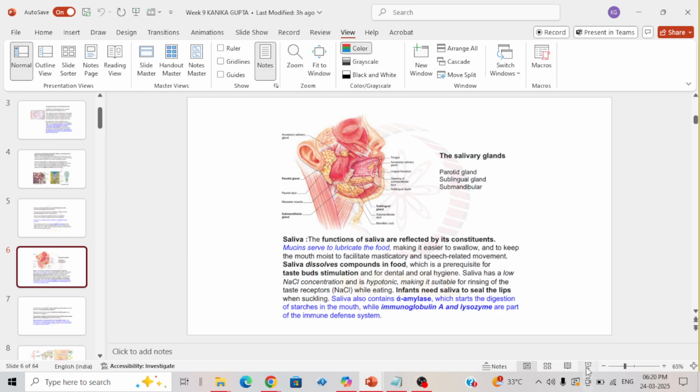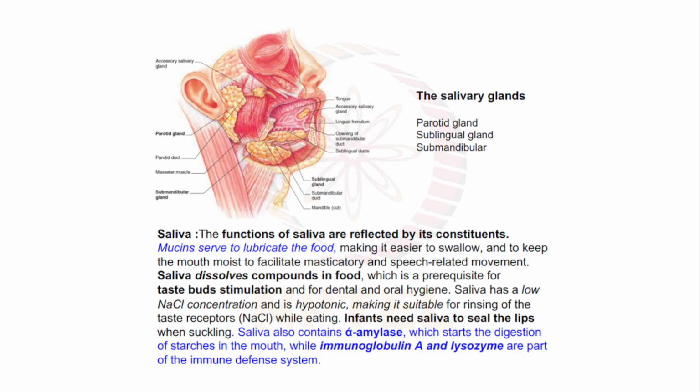So this is because the saliva that is present there, and this mucin is there in the saliva that serves to lubricate the food, make it easier to swallow, and to keep the mouth moist to facilitate masticatory and speech-related movements. Saliva dissolves compounds in food, which is prerequisite for taste bud stimulation and for dental and oral hygiene. Okay, so saliva has a low NaCl concentration and is hypotonic, making it suitable for rinsing off the taste receptors while eating. Infants need saliva to seal the lips when sucking.